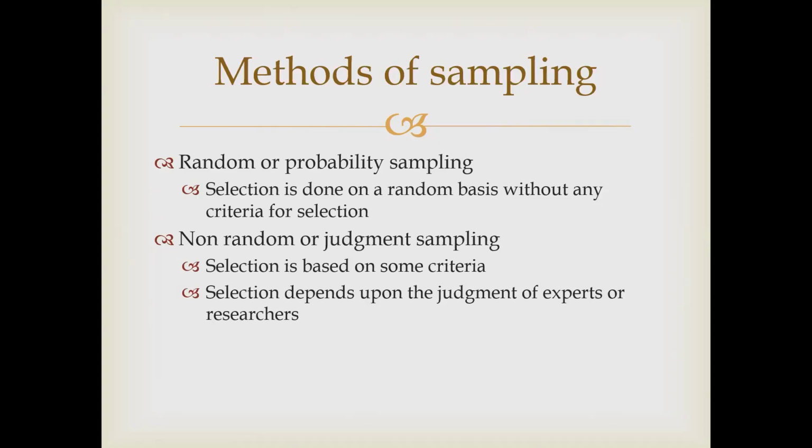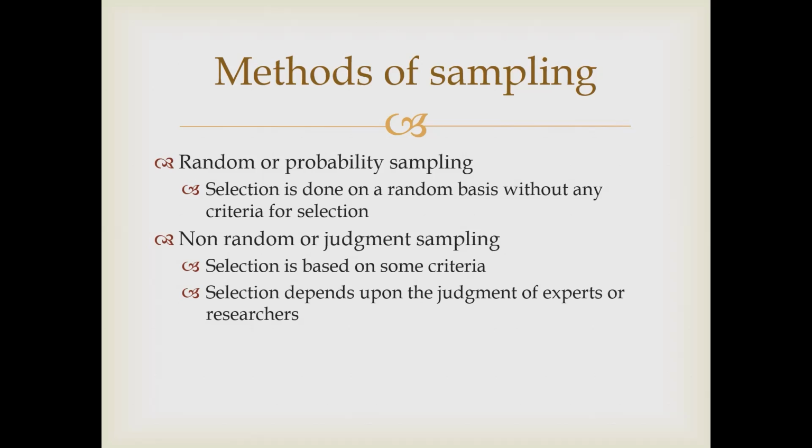The opposite is non-random or judgment sampling. Here, selection is based on some criteria. We fix a criteria for selecting the sampling units. You know what the sampling units are? The selection, therefore, will depend upon the judgment of the researcher or expert. He fixes a criteria, then based on that criteria, he will select the sampling units. So it is based on his judgment.